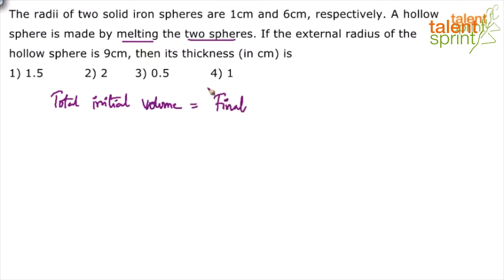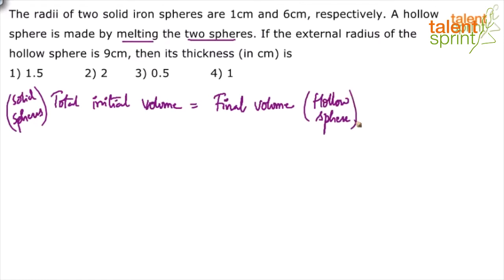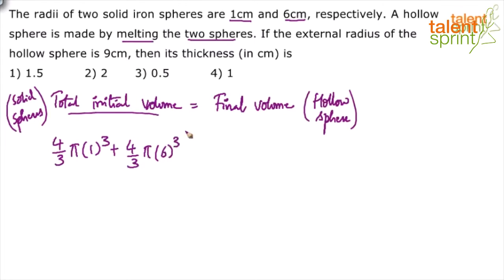Initially there were two objects, finally there is only one object, which is the hollow sphere, right? These are the two solid spheres here, and this is the hollow sphere that we have formed. You must know the formula for the volume of these solids, otherwise you cannot complete the solution, right? So total initial volume. Now there are two spheres, right? You know that the volume of a sphere is 4 by 3 pi r cube. One radius is 1 centimeter, the other one is 6 centimeters. So 4 by 3 pi times 1 cube plus 4 by 3 pi times 6 cube equals the final volume.